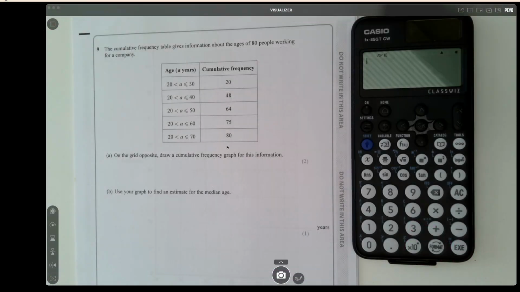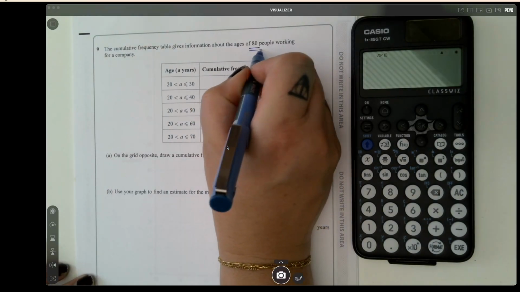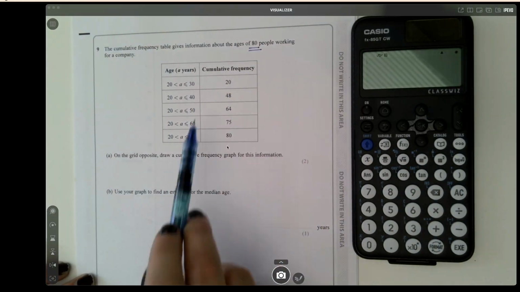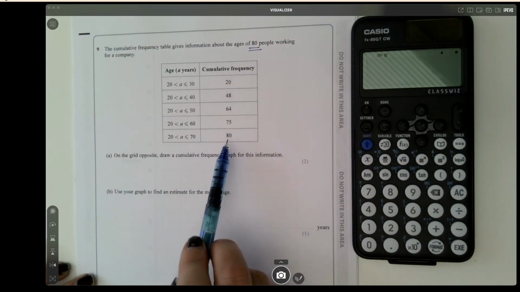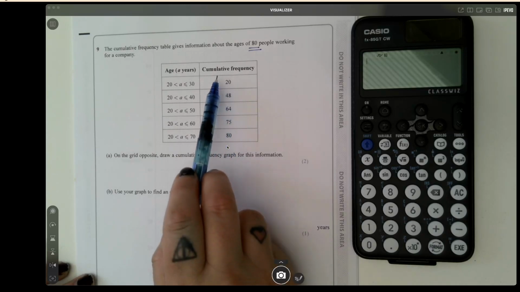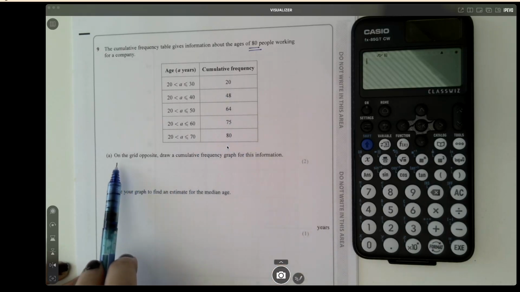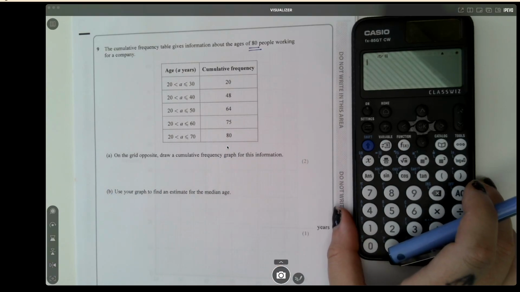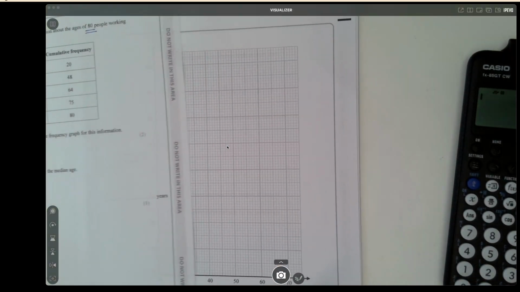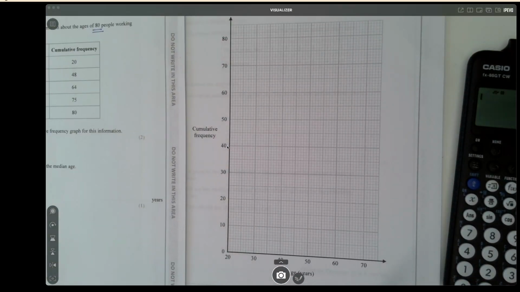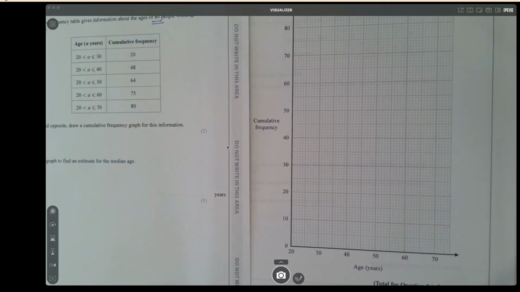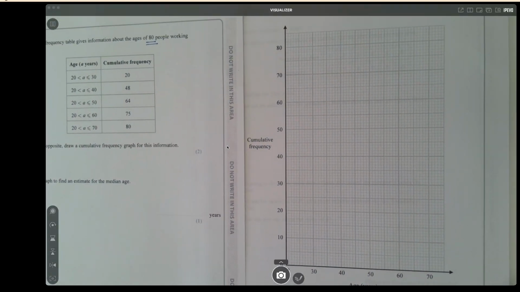Question 9. The cumulative frequency table gives information about the ages of 80 people working for a company. So this is our cumulative frequency table, and we'd expect 80 to be the last value because they've been added up as they go. On the grid opposite, draw a cumulative frequency graph for this information. So here's the grid that we need to use to draw this cumulative frequency graph. This is the table we're going to use.